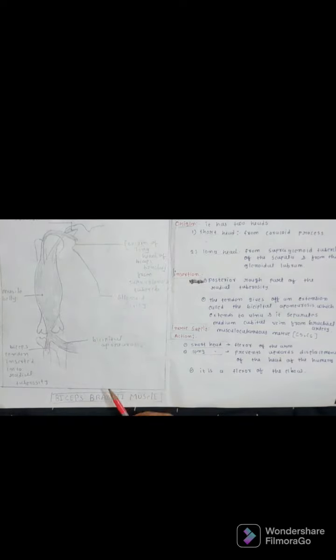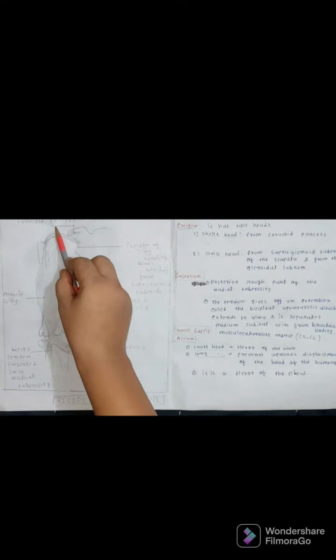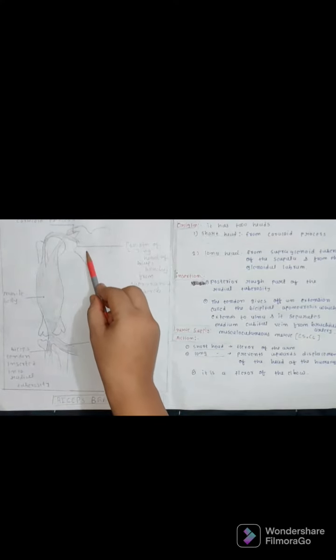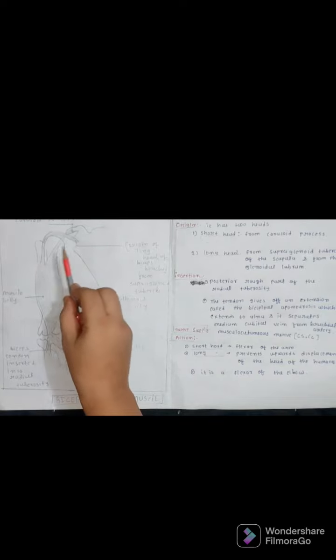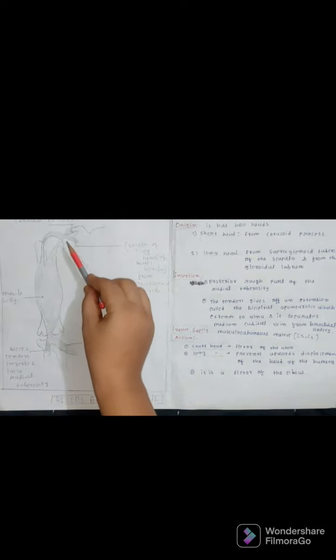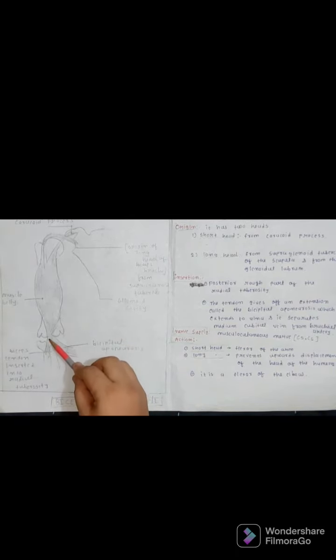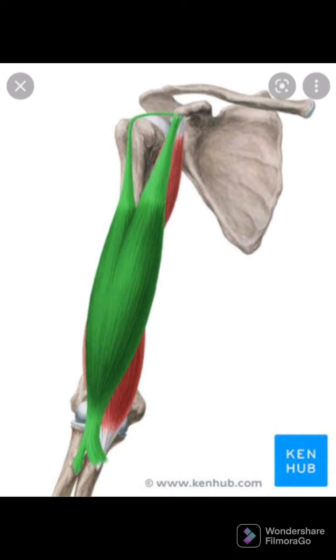We can see here the diagram of the biceps brachii muscle. It has two heads, short head and long head. The short head originates from the coracoid process and the long head from the supraglenoid tubercle. This is the muscle belly, and the insertion of the biceps tendon into the radial tuberosity and bicipital aponeurosis. In this diagram, you can see the origin and insertion of the muscle.